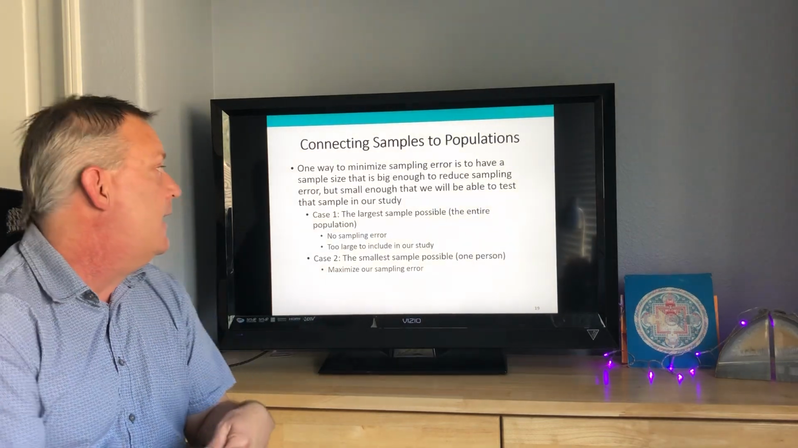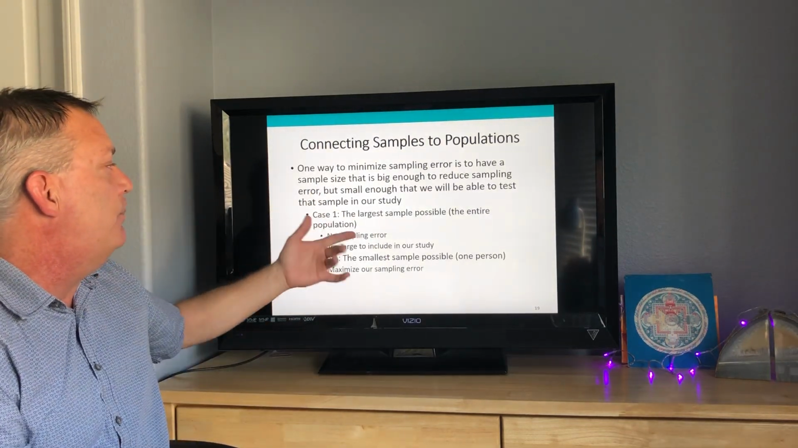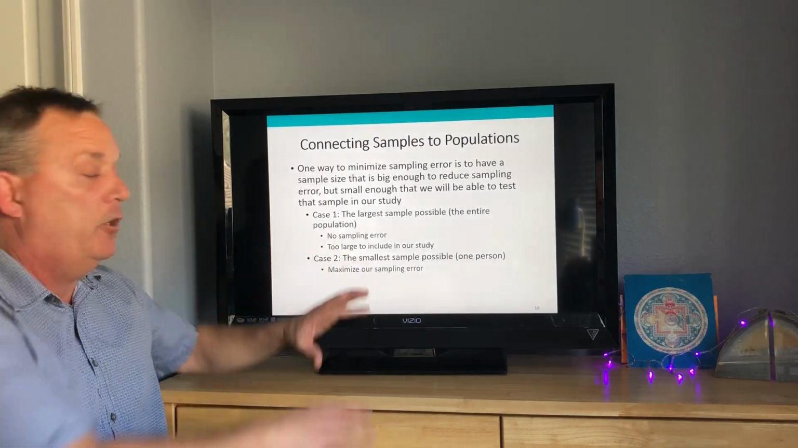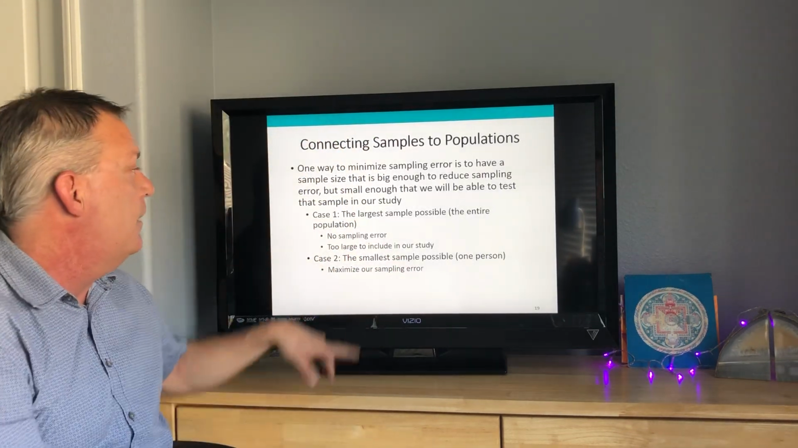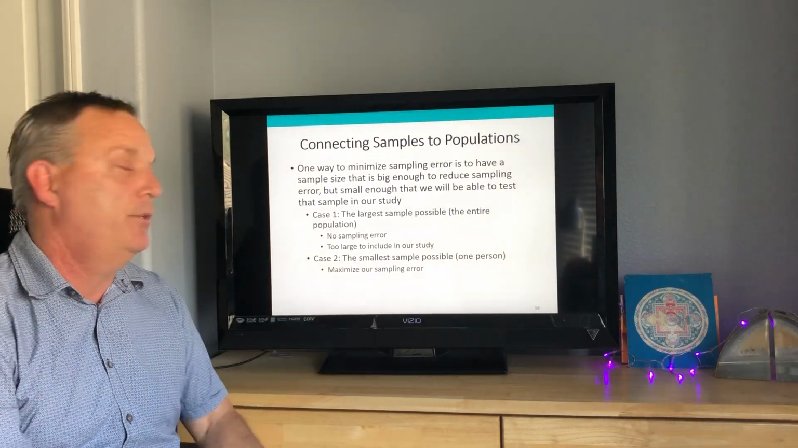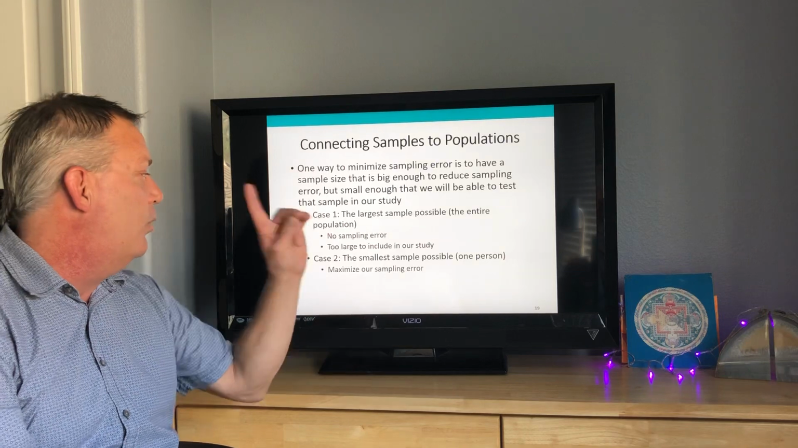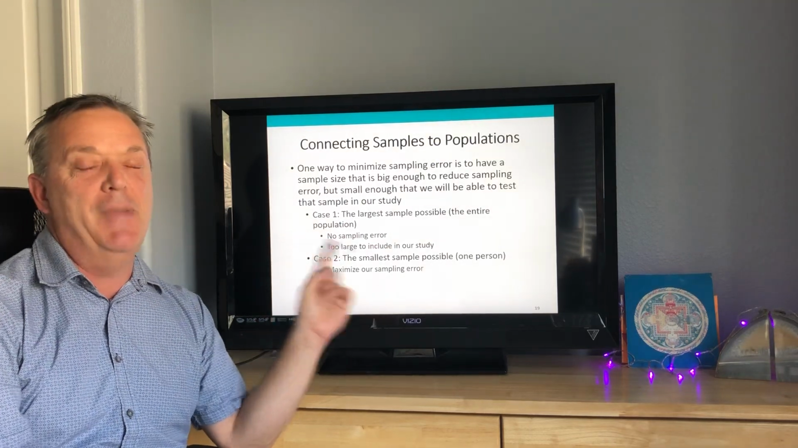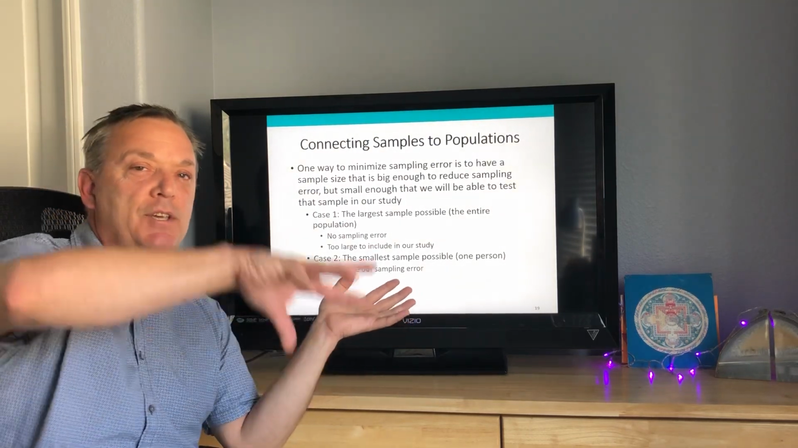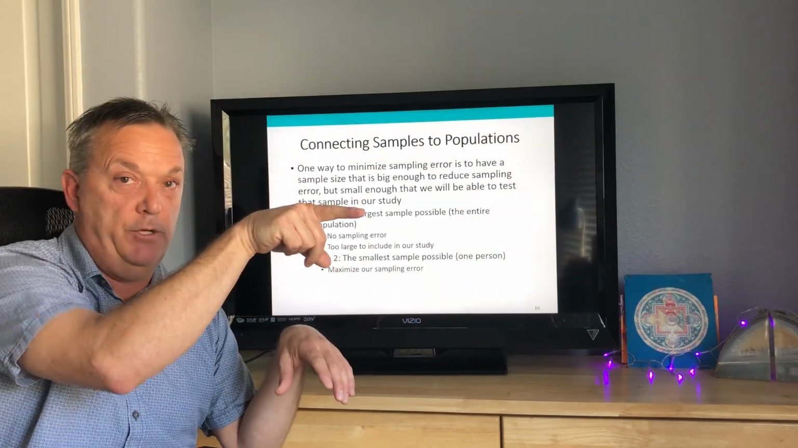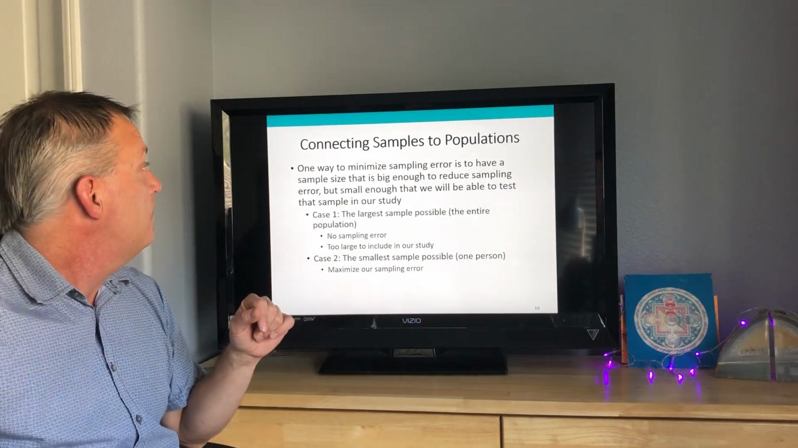And you have case one, the largest sample possible would be the entire population, in which you'll have no sampling error. Remember, it'll get to those 100 cases. But of course, it's too large mostly to include in your study. And then case two, the smallest sample possible, would be one person. And you would, of course, maximize your sampling error because who knows where they're going to show up on that dart board, right? They could be close to the middle, they could be farther away.